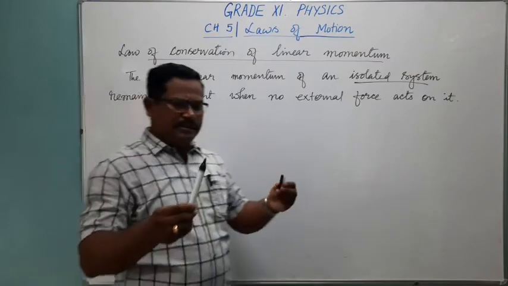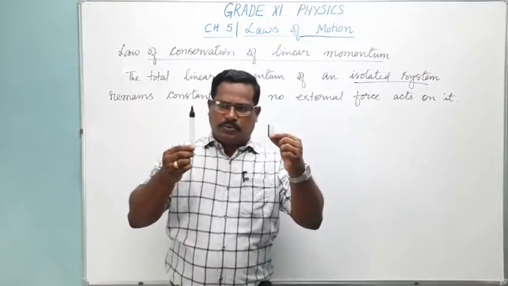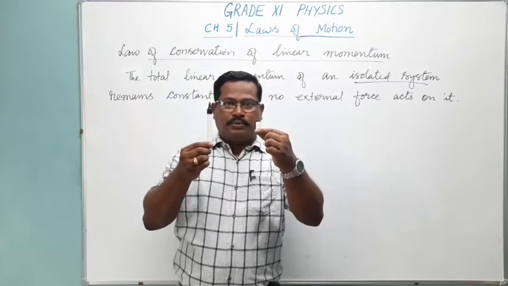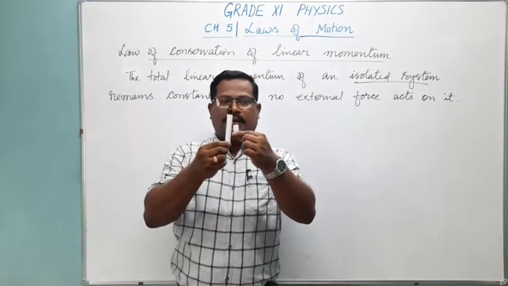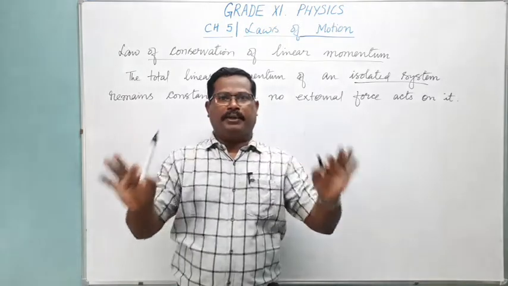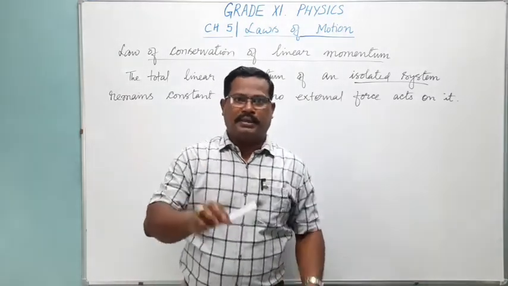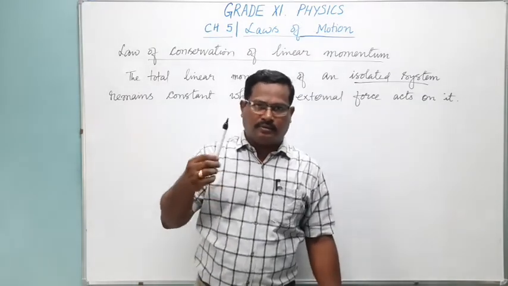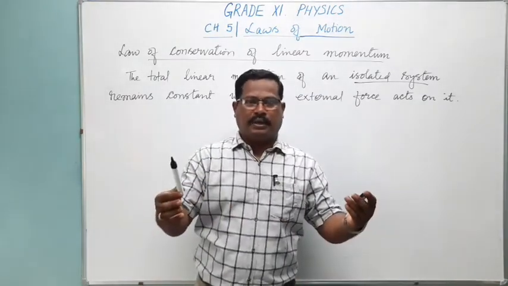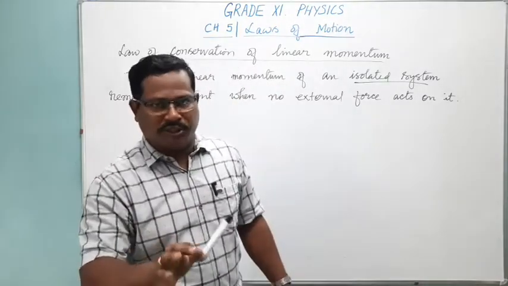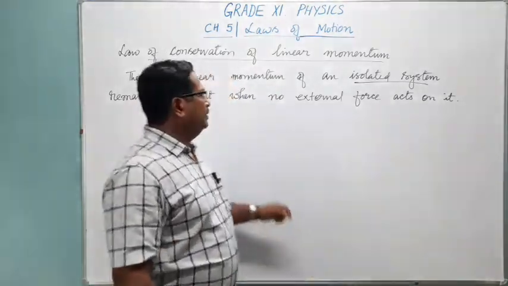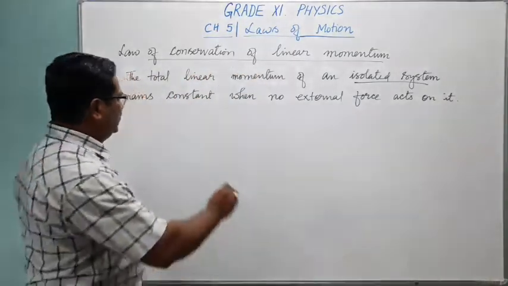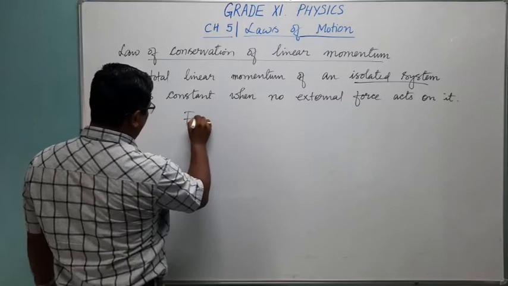The meaning is that, suppose when I am talking about these two, before hitting they are moving like this, and after hitting, the momentum will remain the same. The initial momentum and the final momentum: initial is before hitting, final is after hitting. The momentum will never change, it will remain the same. That is the law of conservation of linear momentum. You can prove it like this from Newton's second law of motion.